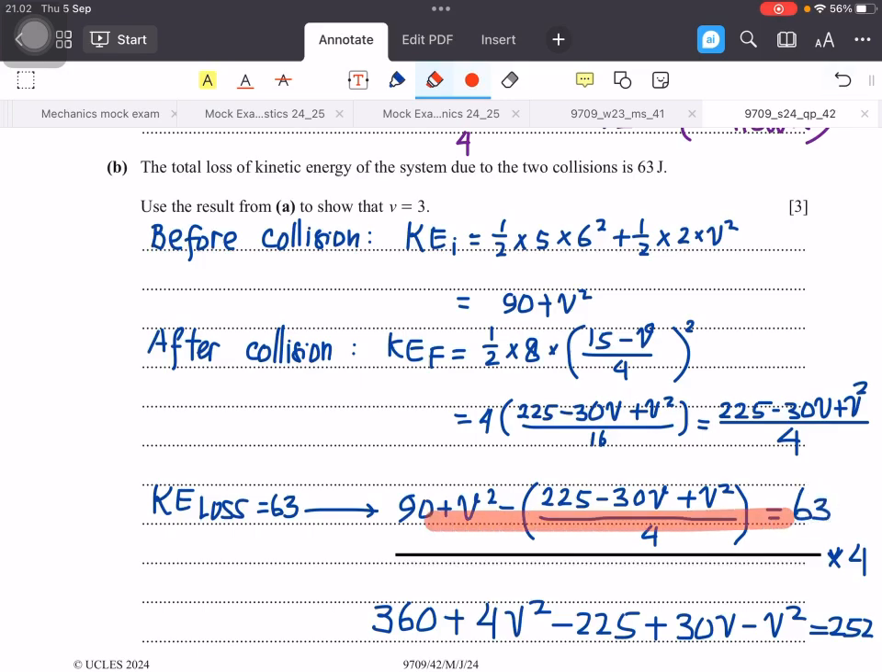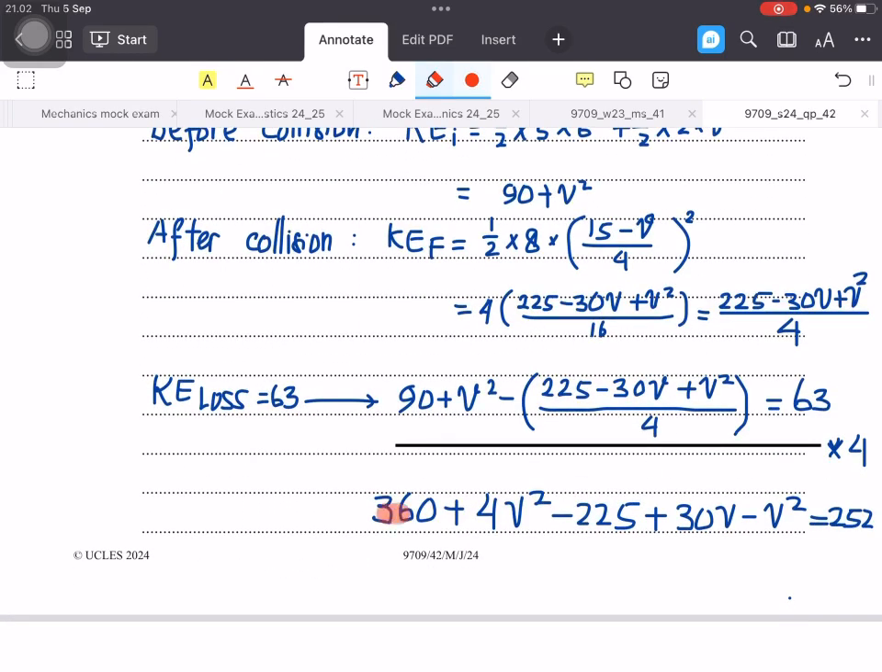To simplify the fraction, we multiply both sides of the equation by 4. So the equation becomes 360 plus 4V squared minus, we can cancel the 4 here, minus 225 plus 30V minus V squared. And don't forget to multiply the 63 by 4 also. Yeah, the result is 252.